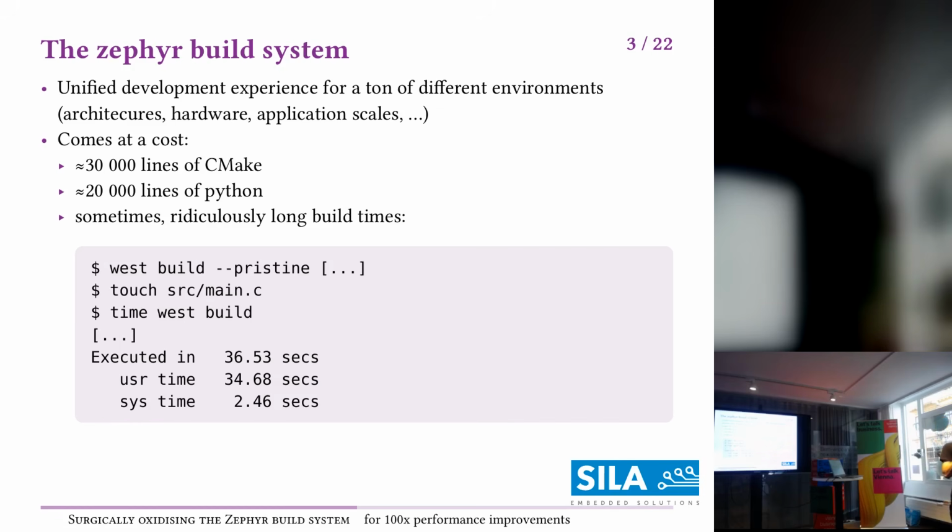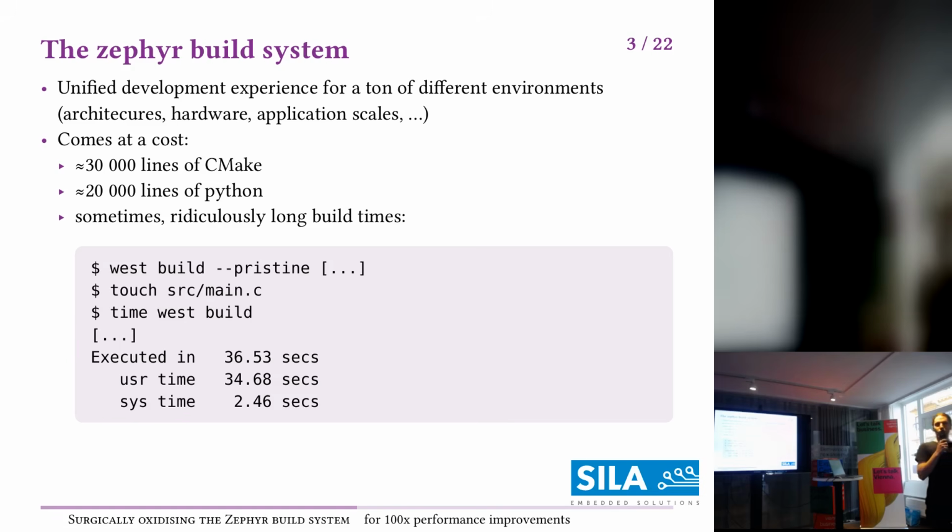It does come at a cost. It's several thousand lines of CMake and Python. Those are rough counts. And in one of our projects, it actually took a really long time to build. So what you can see here is a pristine build, so a complete build with everything. Then I update the timestamp of the maple.cs host file. I don't actually do any code changes, just updating the timestamp. Then I do an incremental build.